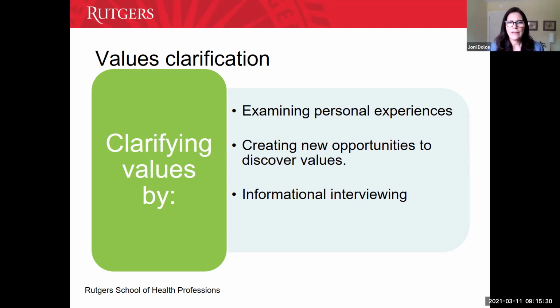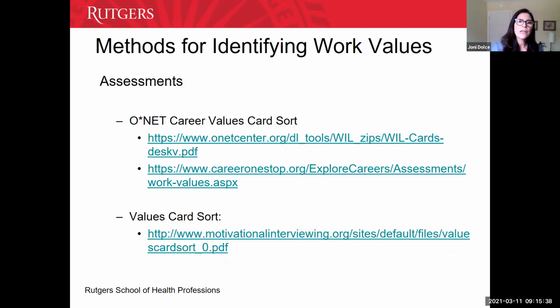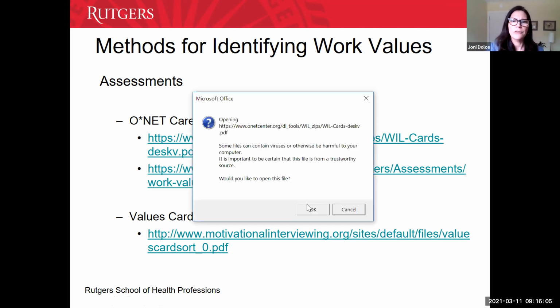But a lot of that can also be done in person, which may not be as feasible right now. So we're going to talk about some web-based methods. The values card sort, you can access it online, but it's really a PDF with different values listed that helps people identify what those values are. And this idea of the O*NET careers value card sort is what I wanted to go into this morning and highlight.